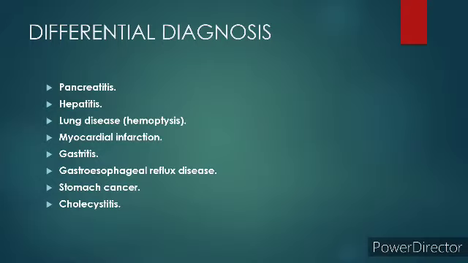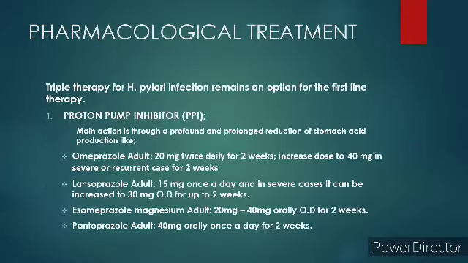Gastroenteritis, inflammation of the mucosa of the GIT. We can talk of also the gastroesophageal reflux disease. This is a disease in which the stomach acid or the bile irritates the food pipe lining. Then stomach cancer, and last differential diagnosis is cholecystitis, which is the inflammation of the gallbladder. Then we can go to the pharmacological treatment.